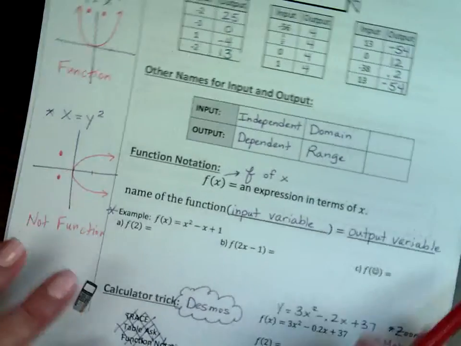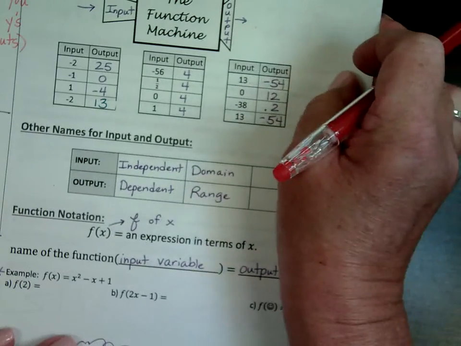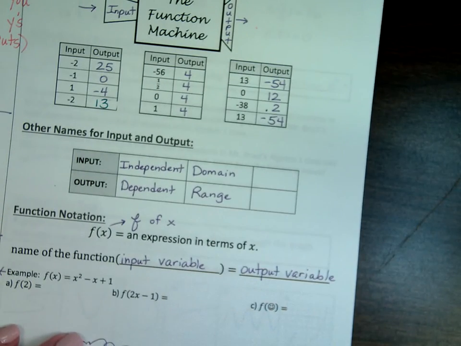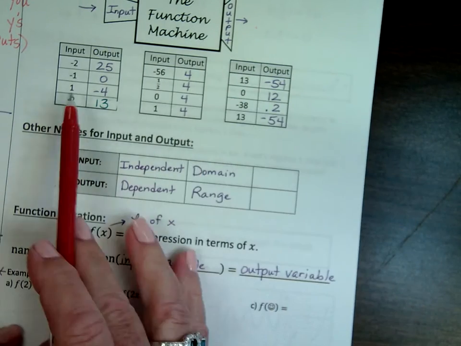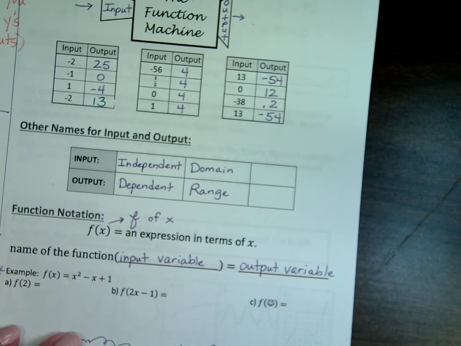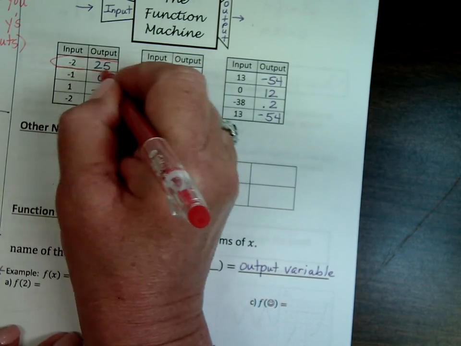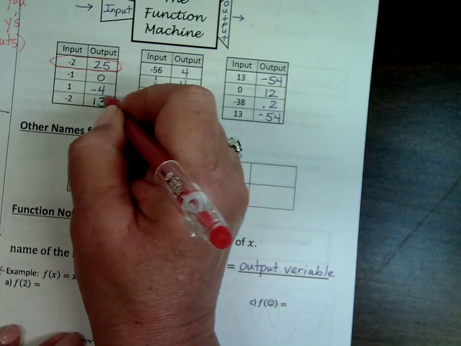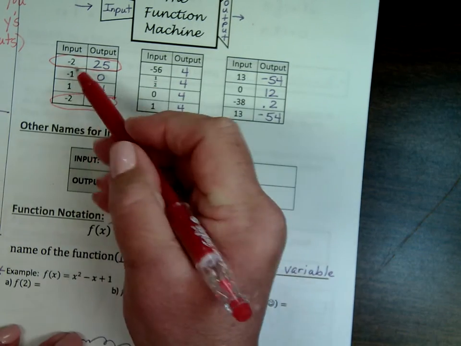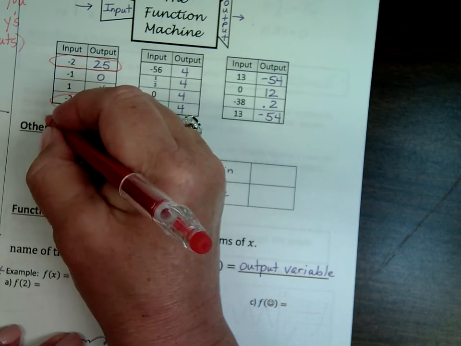So then he went on real quick to these charts, and he said, all right, are these functions or are they not functions? And really what you're looking for is, do you have a repeating x? Because it's all determined by what the x is doing. So if I'm looking at this guy, and I know he did this with you, you got -2, 25, -2, 13. You've got the same x giving you different y's. This guy is not a function.